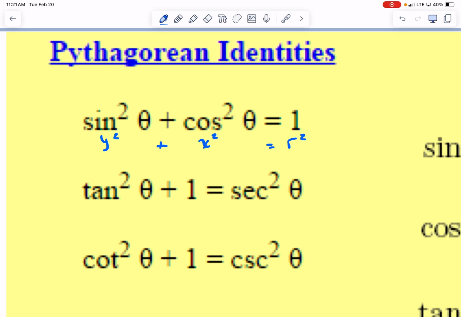That means showing you where they came from. It is not used in the calculus sense, as in taking a derivative. Yeah, it's not like that. All of these are Pythagorean identities based off of the Pythagorean theorem.